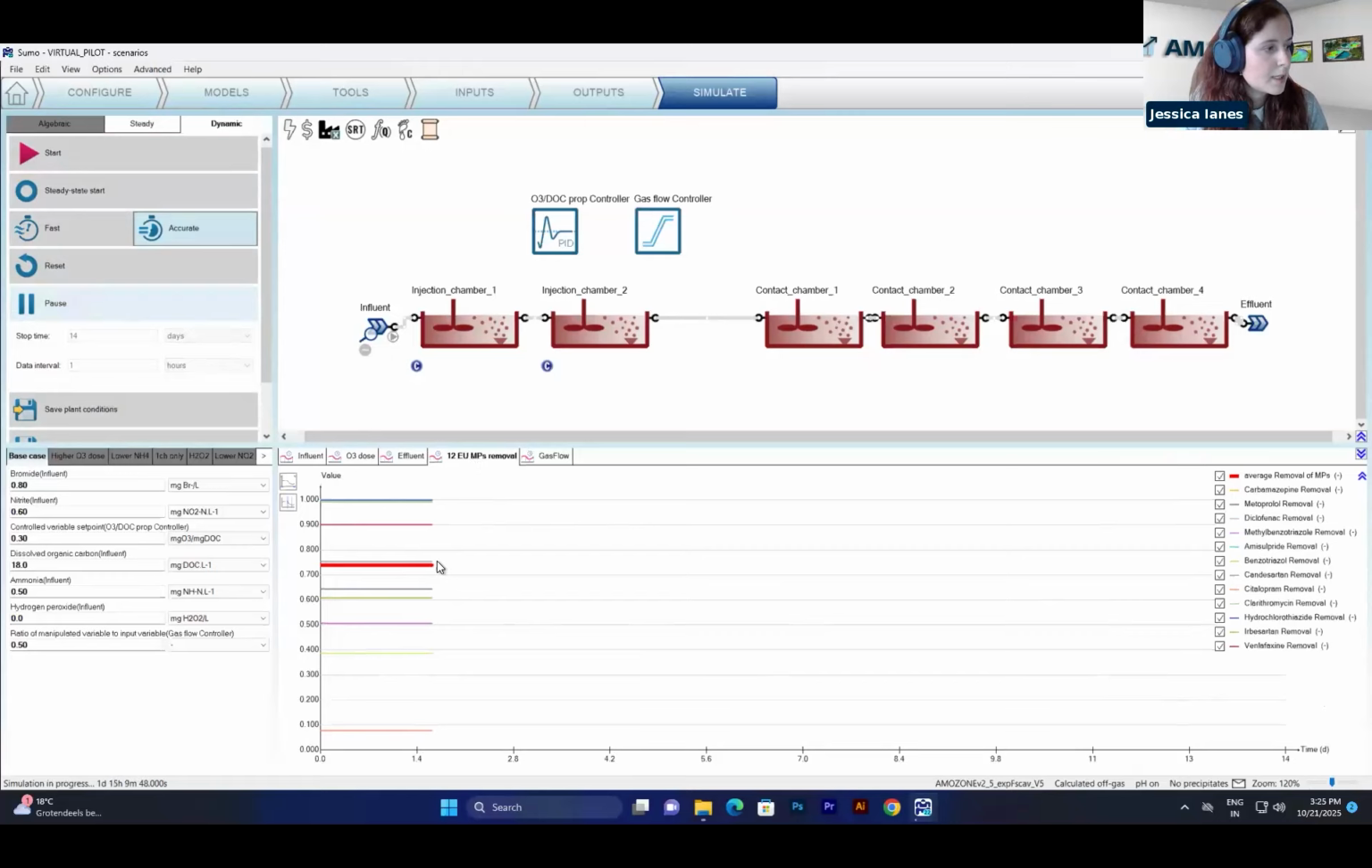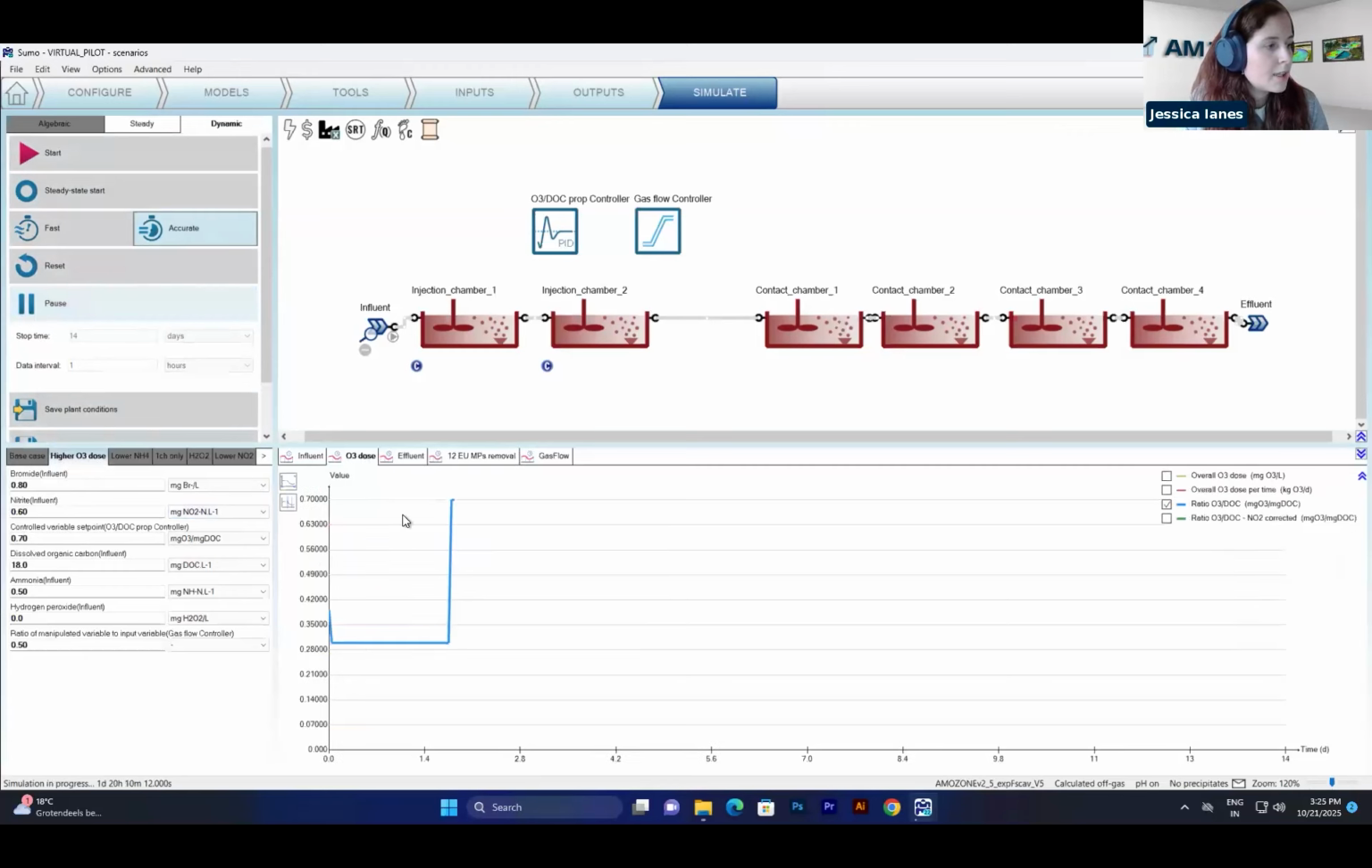That is around 75% removal. So basically, we see here that in this case we don't reach the target of 80% removal. So something we can do is, for example, increase the ozone dose. Now we change the ozone dose, and it goes from 0.3 up to 0.7 grams of ozone per gram of DOC.